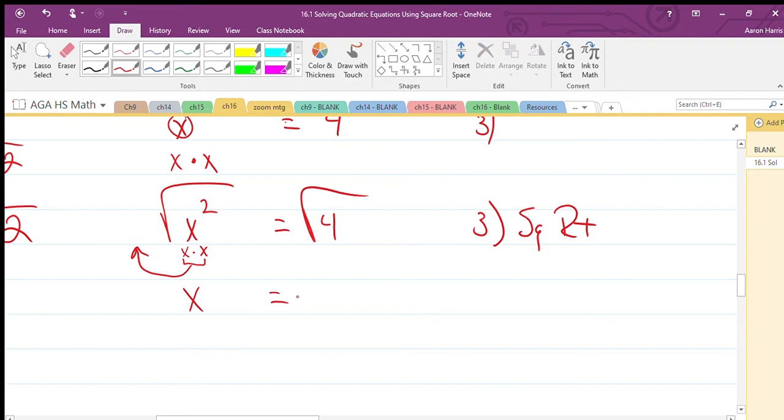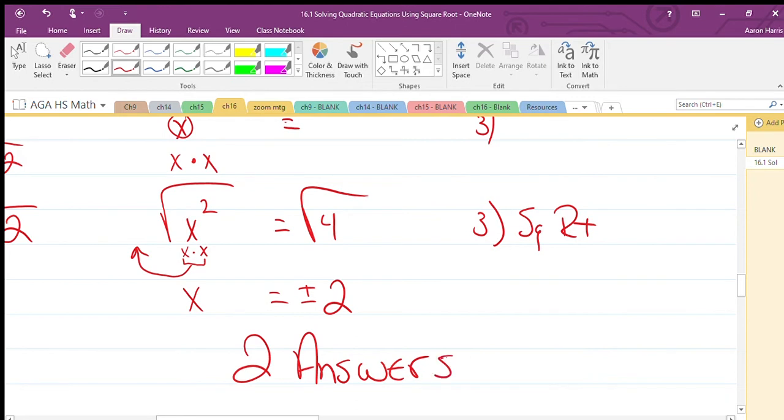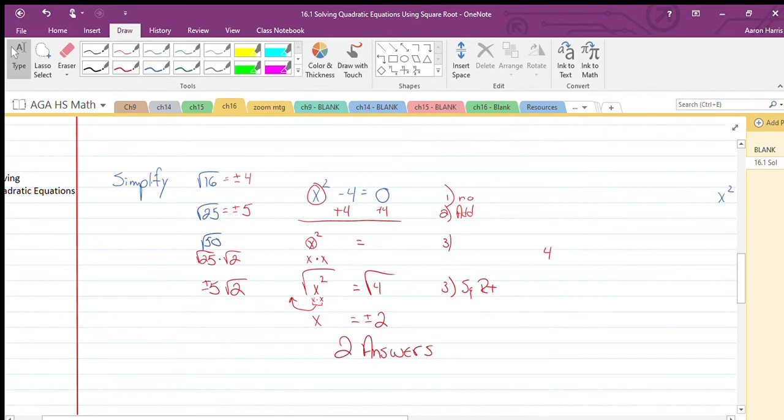What's the square root of 4? Plus or minus 2. You get 2 answers. Don't think that you're just getting 1, okay? So you get 2 answers. It's plus or minus 2 because 2 times 2 works and negative 2 times negative 2 works, okay? So that's how you solve that.